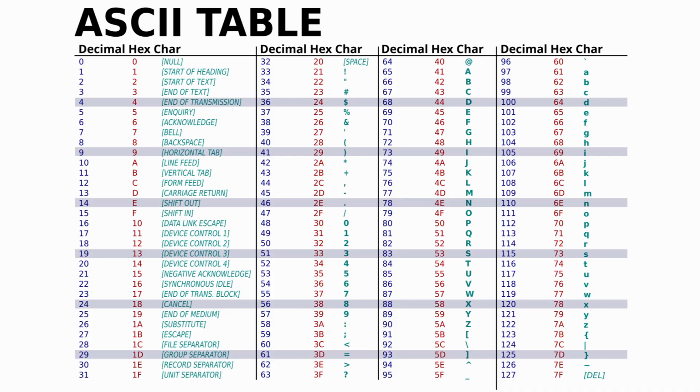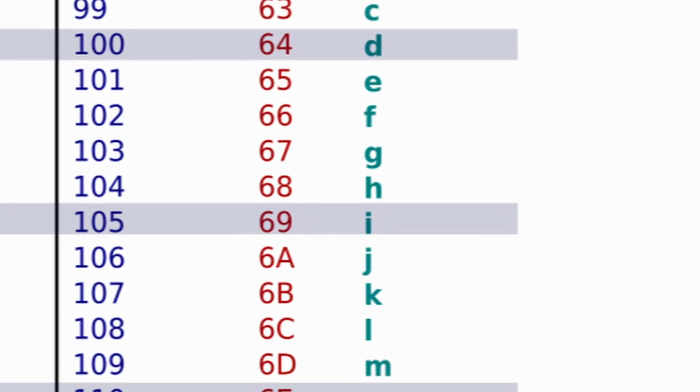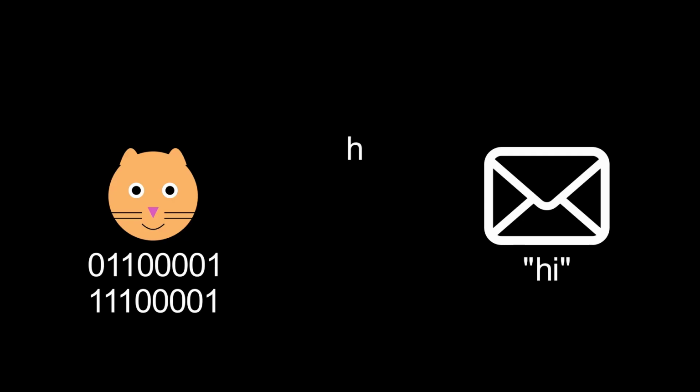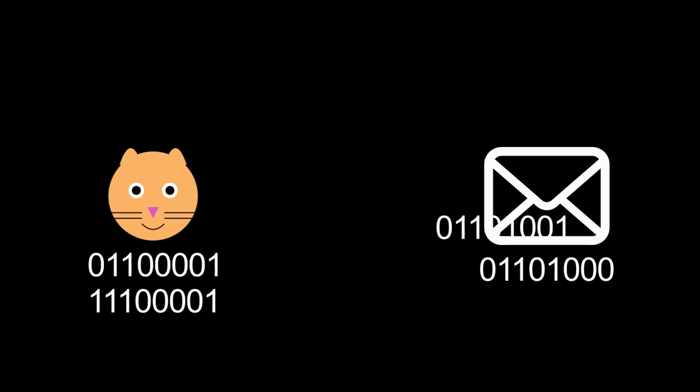So this is the ASCII table. Every letter has a corresponding number. For example, the letter H in ASCII is represented by the number 104. Or in binary, 01101000. The letter I is represented by 105 or 01101001. So when you type an email, each letter gets converted into 8 binary digits, also known as a byte, like it's part of some secret code.